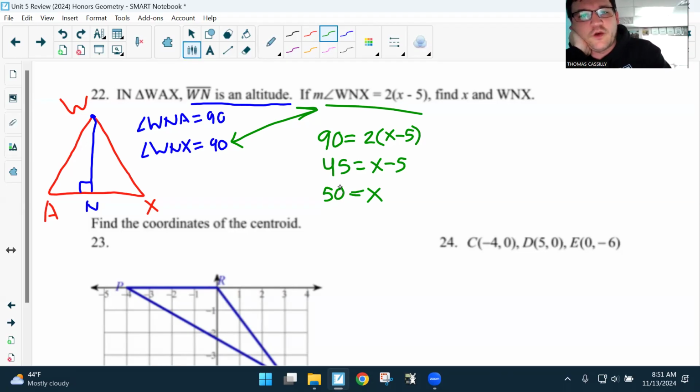All right, so I divided both sides by 2 there. I haven't done that much this year, like showed you how to do that. So let's just do it again. So 2 times x minus 5.